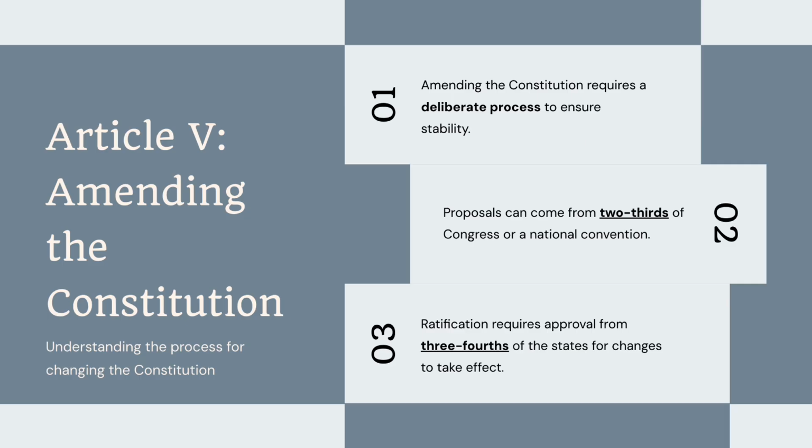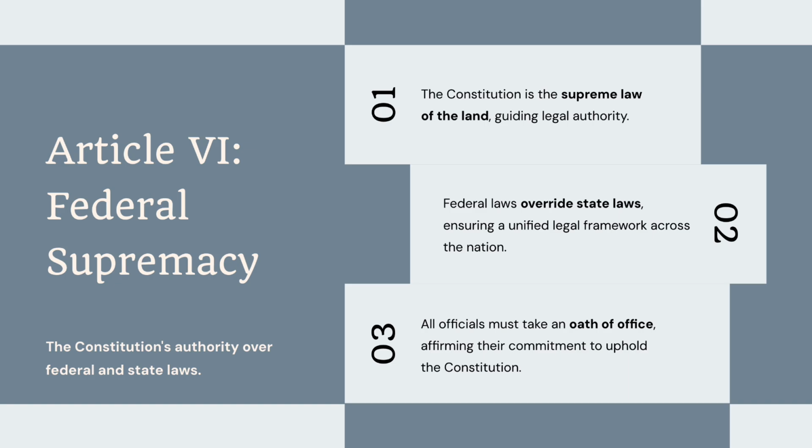Article 6. Federal supremacy. The Constitution's authority over federal and state laws. The Constitution is the supreme law of the land, guiding legal authority. Federal laws override state laws, ensuring a unified legal framework across the nation. All officials must take an oath of office, affirming their commitment to uphold the Constitution.